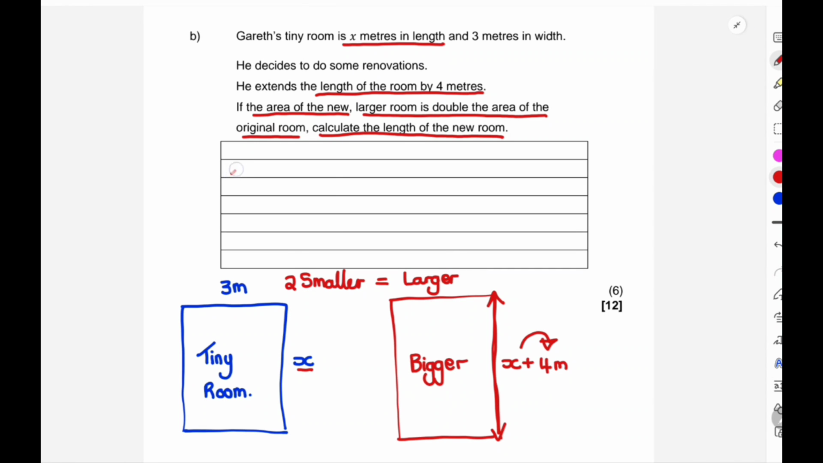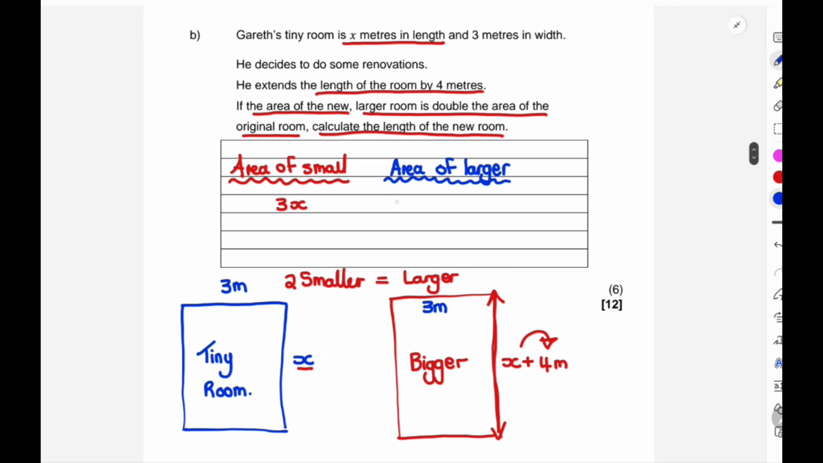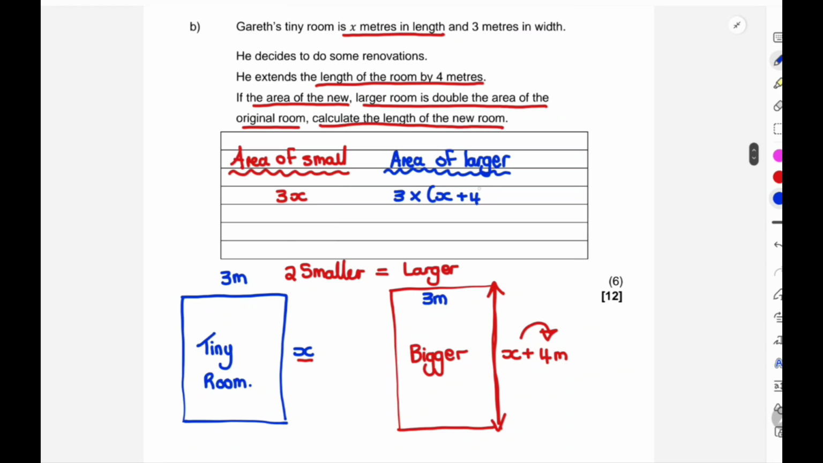All right, so the area of the small room, or the original, is 3 times x, which gives you 3x. Then the area of the larger room, sorry, I did the colors now the wrong way around. I like to always be consistent. The area of the larger room is, so this one is still 3 meters, because all he did, he extended the length with 4 meters. Okay, so now the area of the larger room would be 3 times x plus 4, which gives you 3x plus 12.